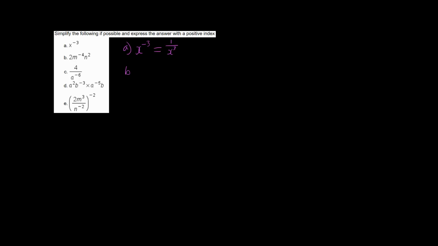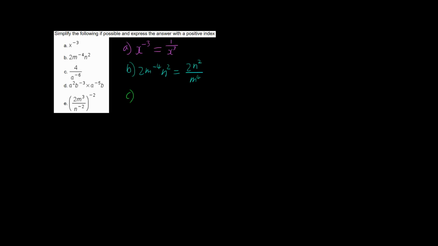Okay, having a look at part B. We have 2m to the power of negative 4 times n squared. So again, this is already as simple as it can be, but we need to express it in a positive index because we have a negative one here. So what we need to do is we write everything but the one we're looking at, and then we want to write the reciprocal, so put it over m to the power of positive 4.